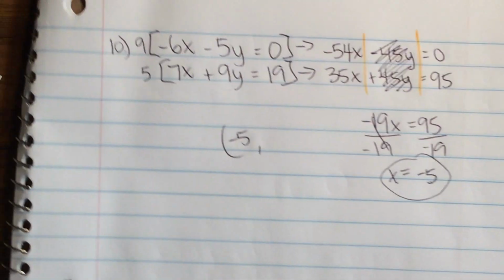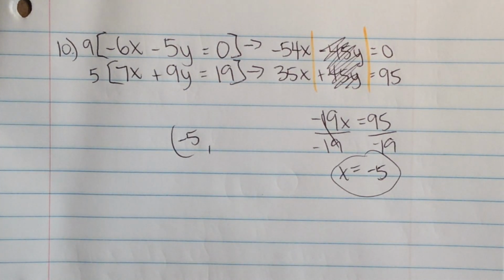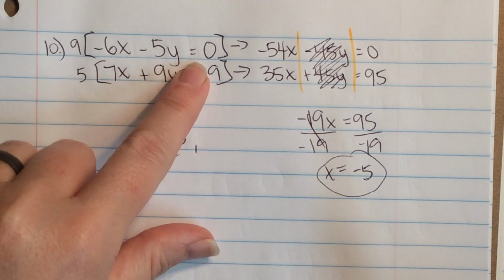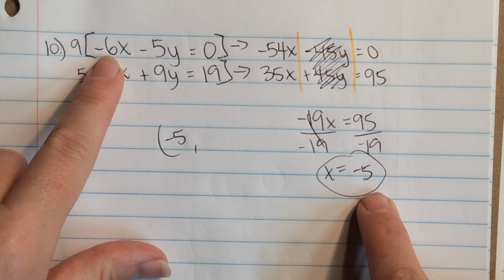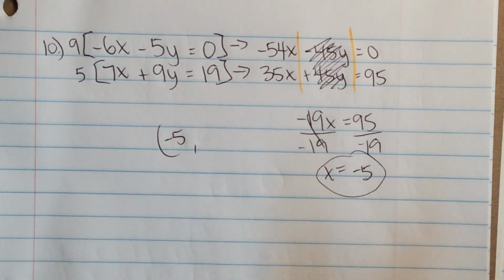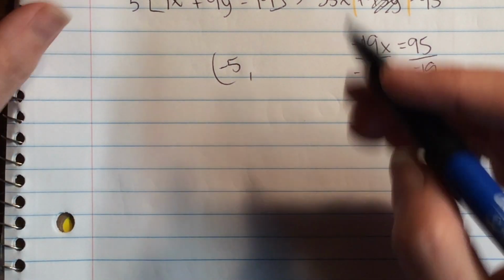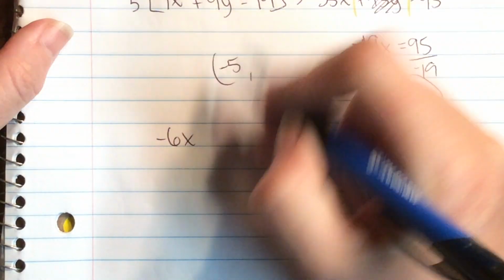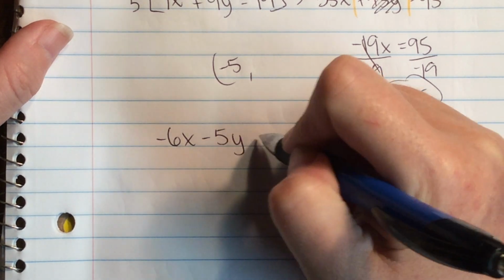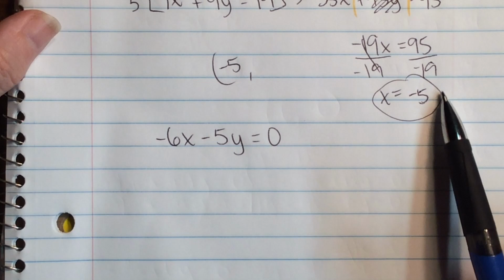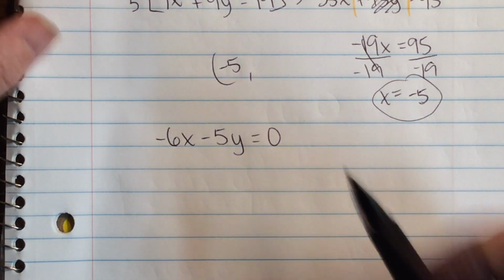Now we got to decide which of the 4 equations are we going to use to plug x back into. I think I'm going to go with this top one here, because the negative 5 and the negative 6 are going to make a positive 30, so that might be easier for us. So I'm going to go with that. So we got negative 6x minus 5y equals 0. I'm going to plug the negative 5 back in for x.